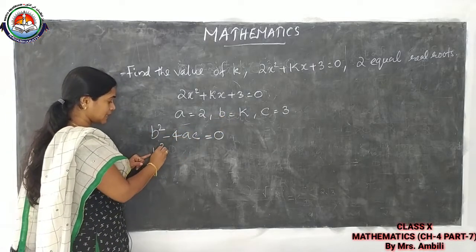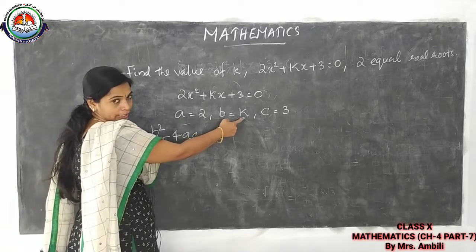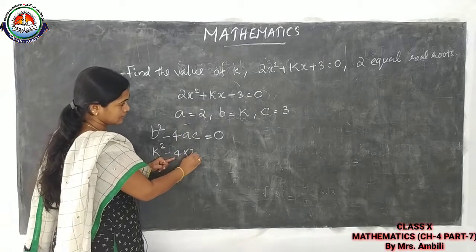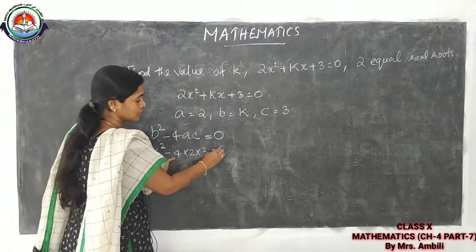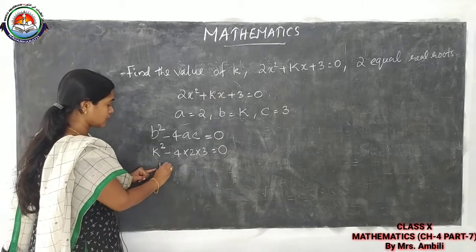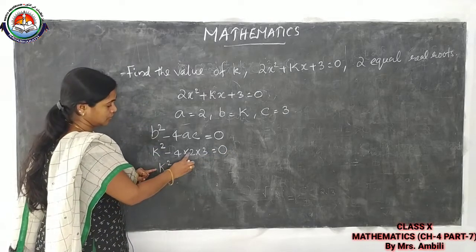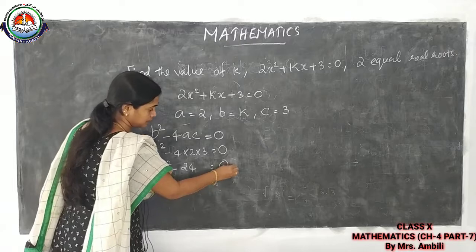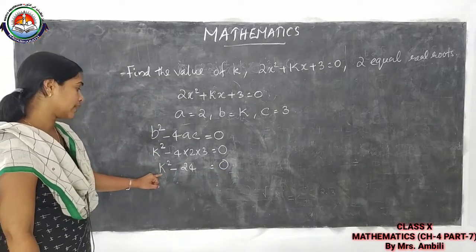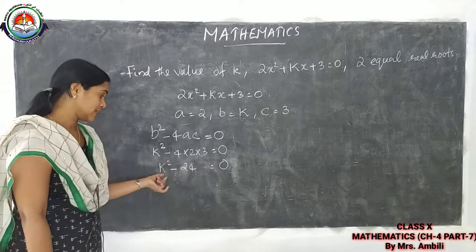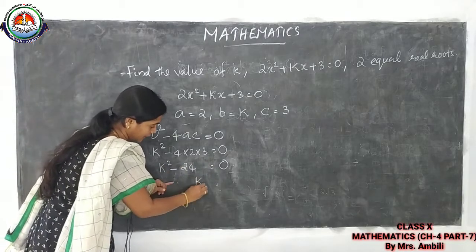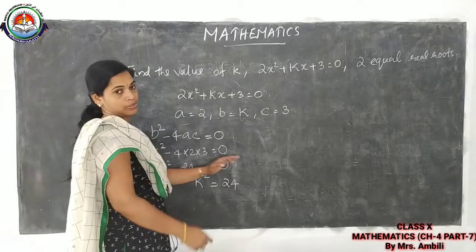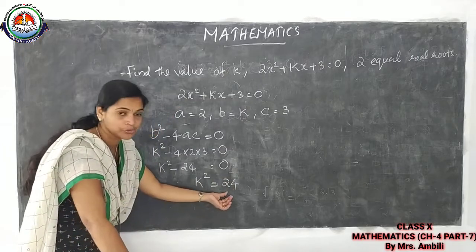What is b square minus 4ac? b square is k square, since b equal to k, minus 4 into 2 into 3, what is c, 3, equal to 0. That is k square minus, 2 into 4 is 8, 8 into 3 is 24, equal to 0. Now what did we get? k square minus 24 equal to 0. Taking minus 24 to the right side, k square equal to 24.